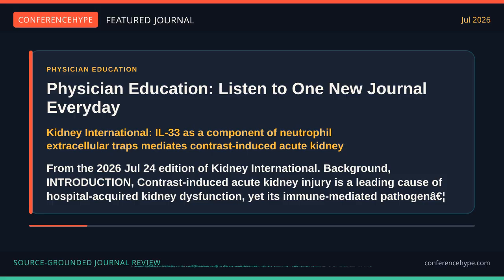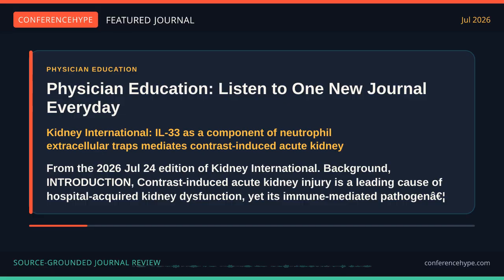From the 2026 July 24 edition of Kidney International. Background: contrast-induced acute kidney injury is a leading cause of hospital-acquired kidney dysfunction, yet its immune-mediated pathogenic mechanisms remain poorly defined. Methods: a prospective cohort of 330 patients undergoing coronary angiography was enrolled, with serial measurement of circulating NETs markers and IL-33 at pre-contrast, 2 and 12-hour time points.